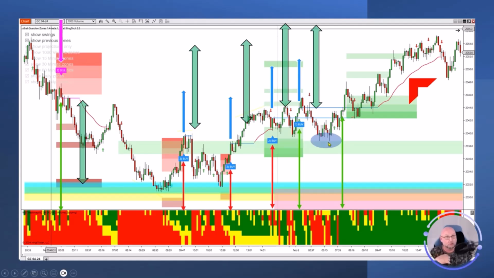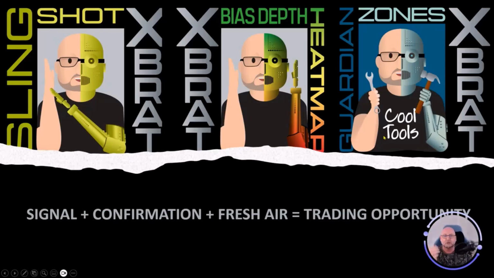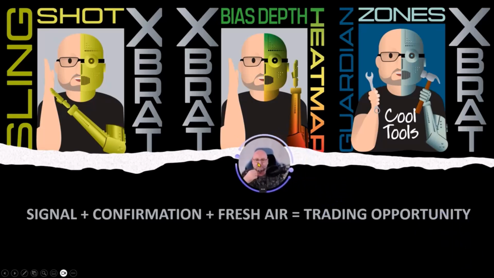Double bottom, understand behavior, double bottom at the 30-minute zone, really strong support. We've got confirmation all 6 time frames before it comes back through that entry line for that type 1 buy. We have a second bite at the cherry, and then it goes hell for leather. So remember, very, very simple. Signal plus confirmation plus fresh air equals trading opportunity.